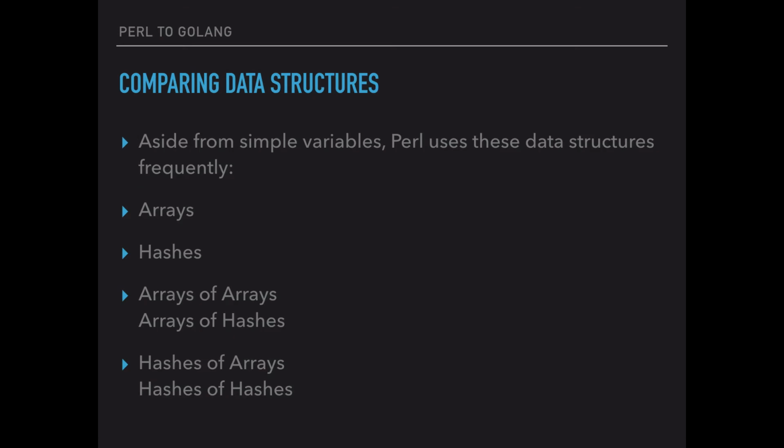Now that we've covered the basic types, let's look at the more complex data structures. In Perl, there are one-dimensional and multi-dimensional data types. Arrays and hashes are one-dimensional, while arrays of arrays, hashes of hashes, etc. are multi-dimensional.